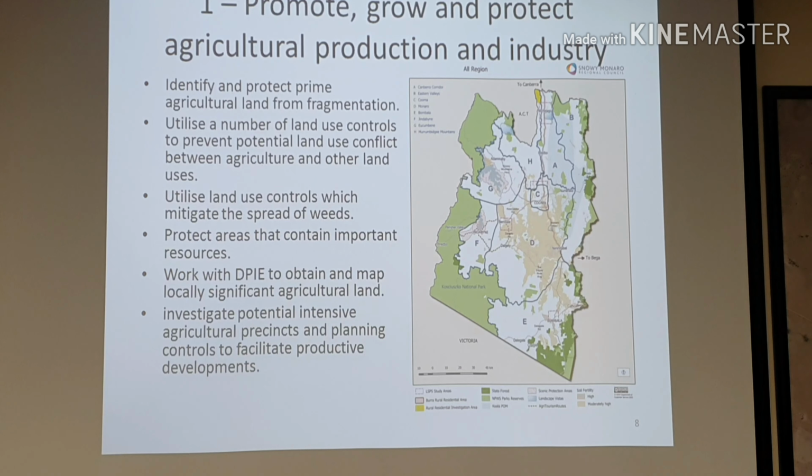So planning priority 1 is very much focused on promoting, growing and protecting agricultural land. So we're looking at protecting primary agricultural land from future threats, whether those be weeds, land fragmentation, and those sort of aspects, work out where our core productive agricultural lands are and how we can improve productivity of the more marginal agricultural land.